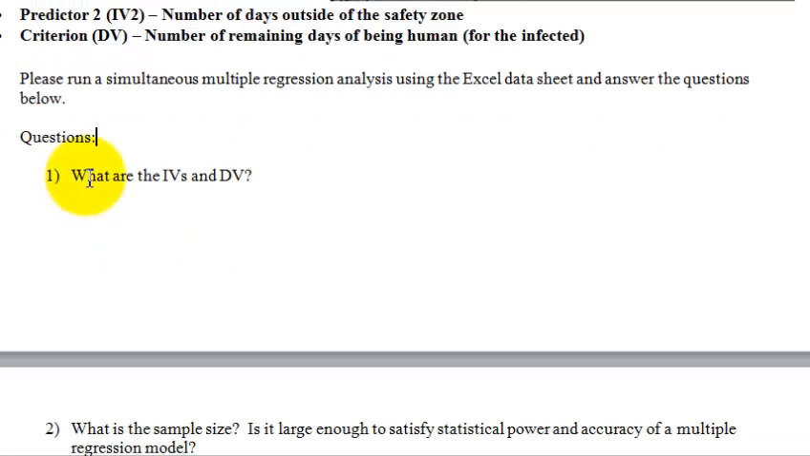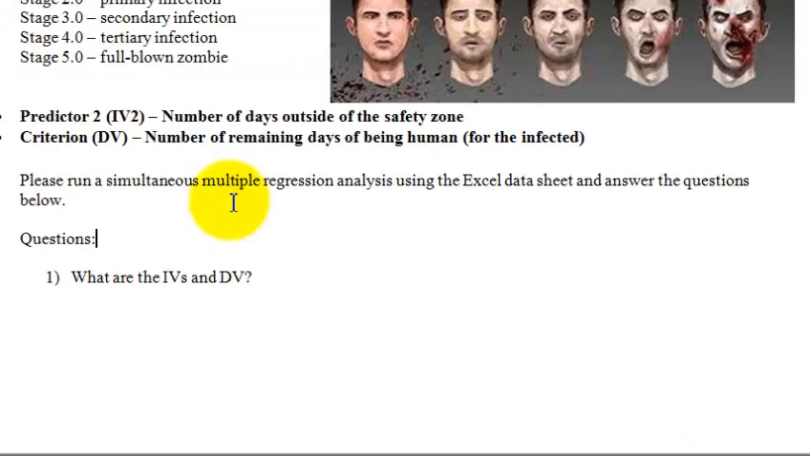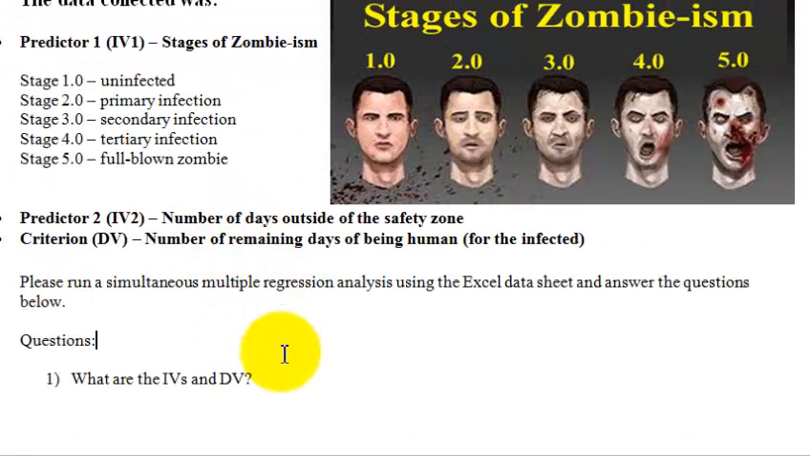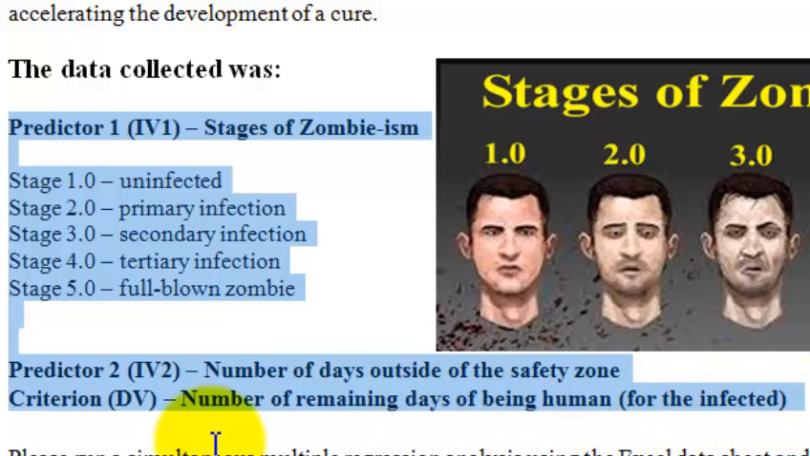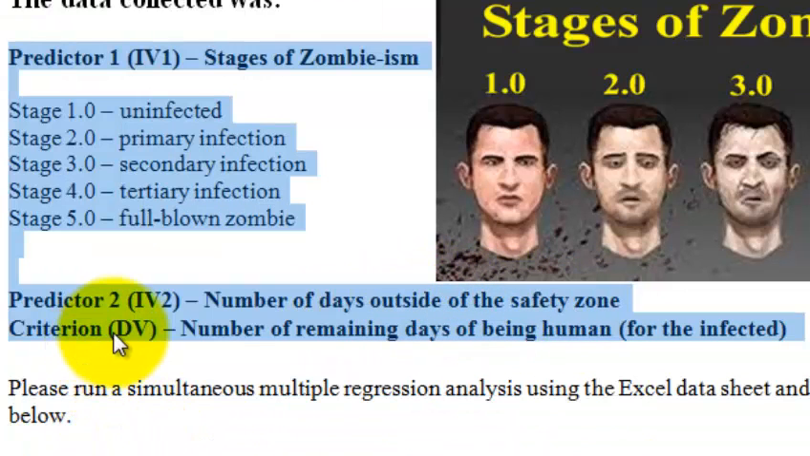Question 1, what are the IVs and DV? That is pretty much an obvious question, and I believe it's probably the simplest question that we can answer because the answer is right about here. Predictor 1, which is IV1, is the stages of zombieism, and predictor 2, which is also called IV2, is the number of days outside of the safety zone. And our criterion, which is the DV, is the number of remaining days of being human for the infected. You can either copy and paste the answers right here, or you can just type them in.